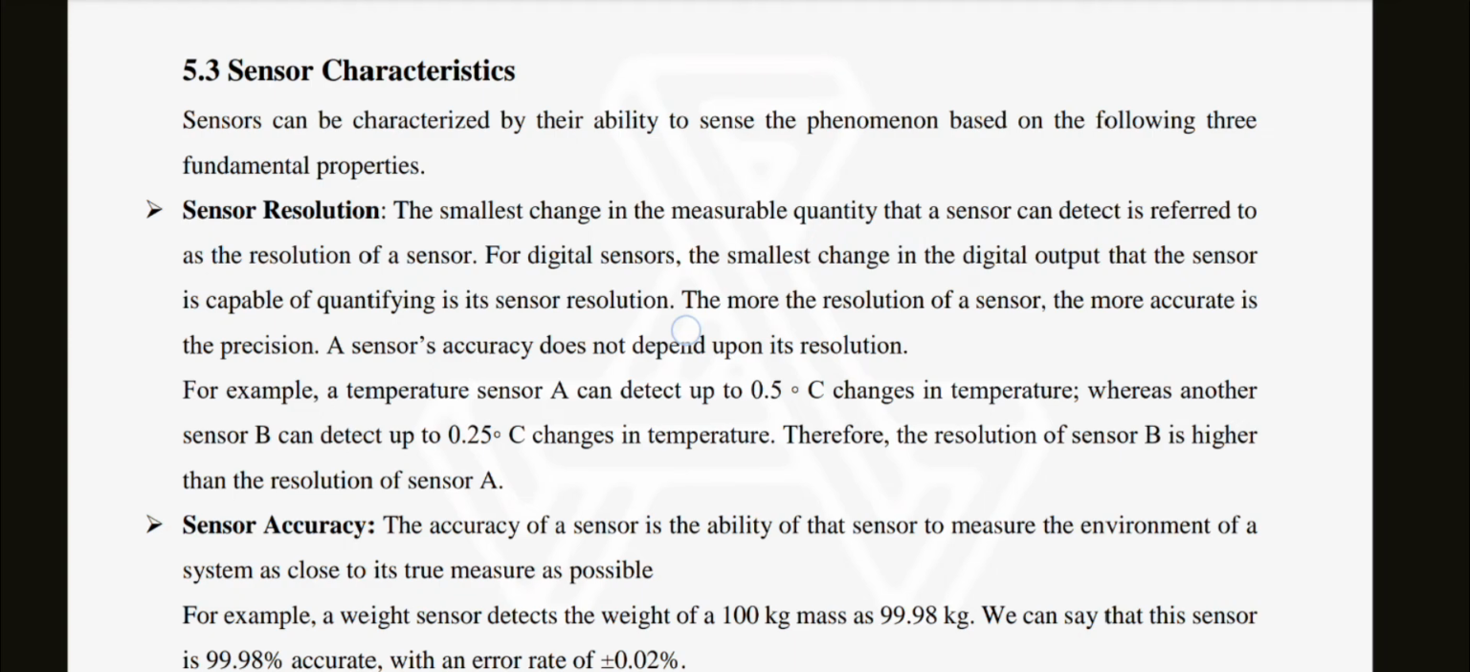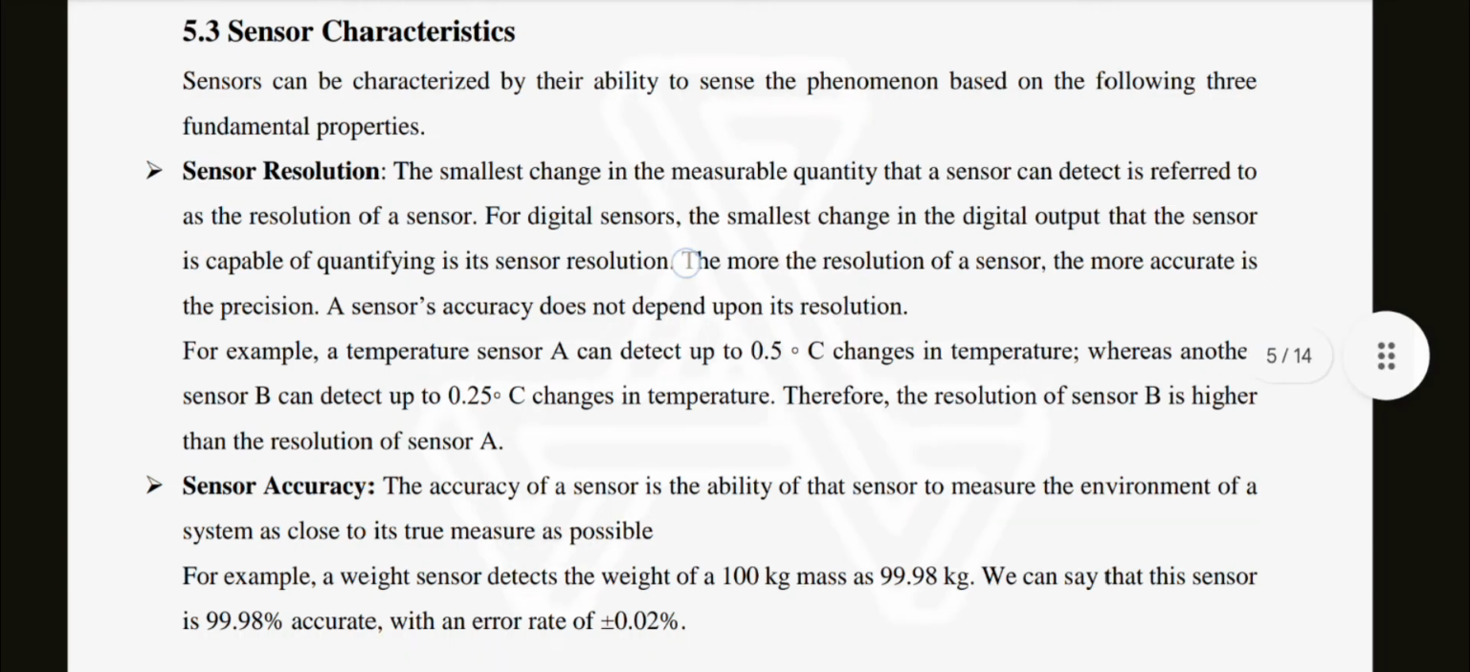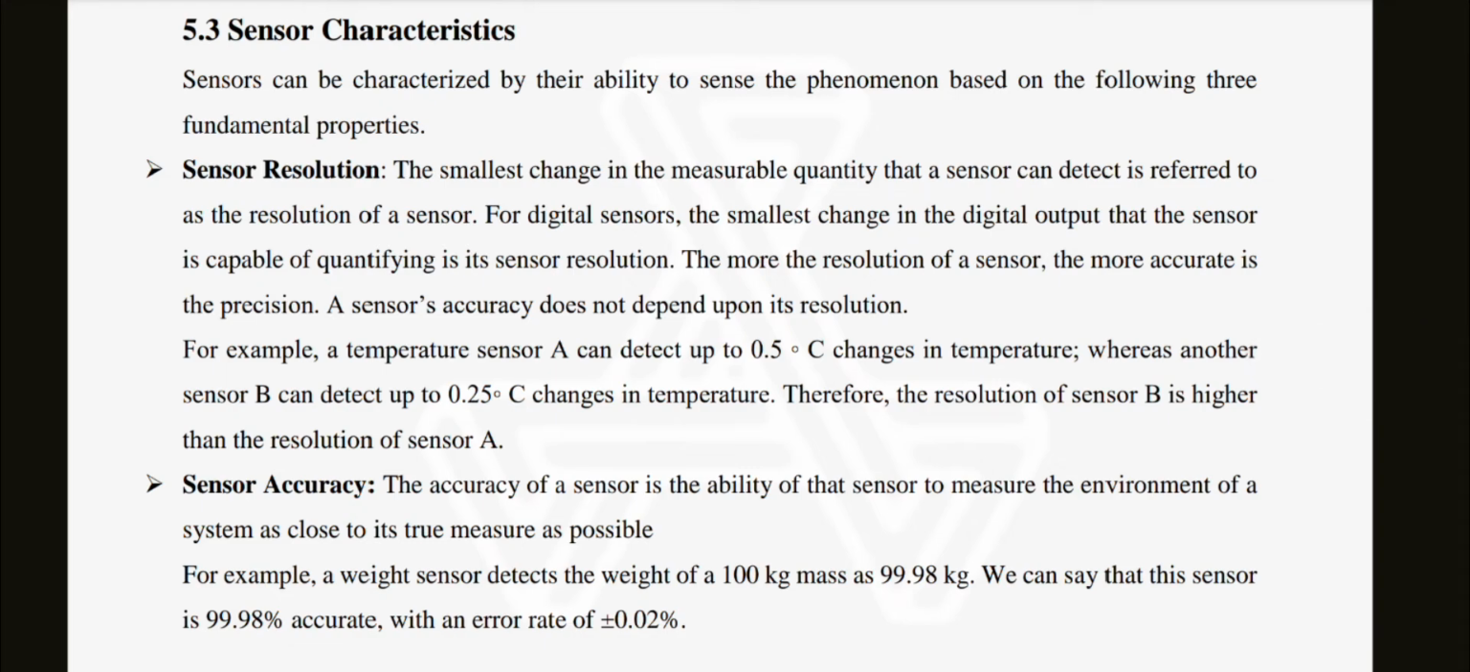Sensor characteristics. Sensors can be characterized by their ability to sense the phenomena based on the following three fundamental properties. Sensor resolution. The smallest change in the measurable quantity that the sensor can detect is referred to as the resolution of the sensor. For a digital sensor, the smallest change in digital output that the sensor is capable of quantifying is its sensor resolution. The more the resolution of the sensor, the more accurate the precision. A sensor's accuracy does not depend upon its resolution.